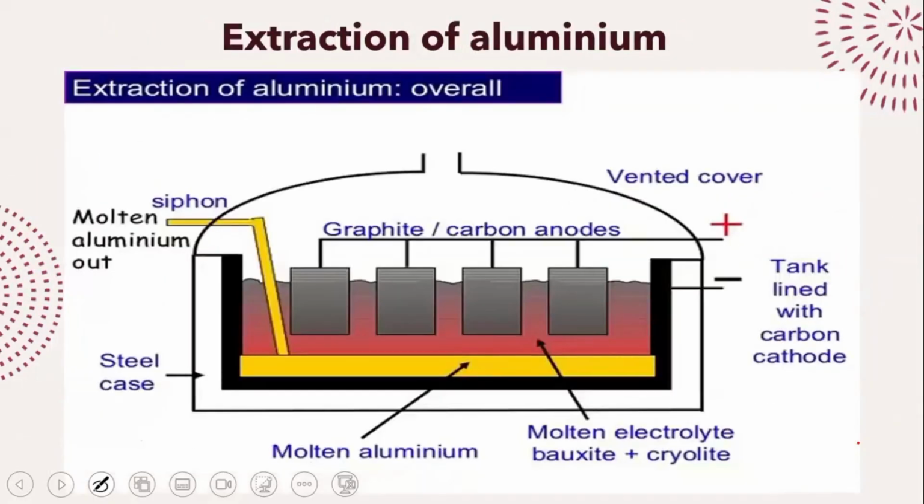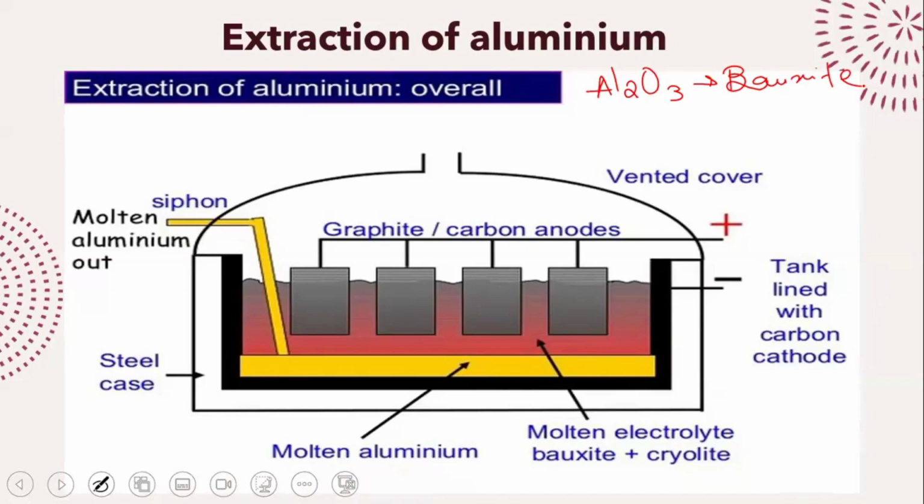And the same concepts apply when we talk about extraction of aluminium. Aluminium is not available that easily. It's available as a compound, aluminium oxide. The name of the ore is bauxite. It's part of an ionic compound, so I need to break down the ionic bonding if I want to separate aluminium from it.